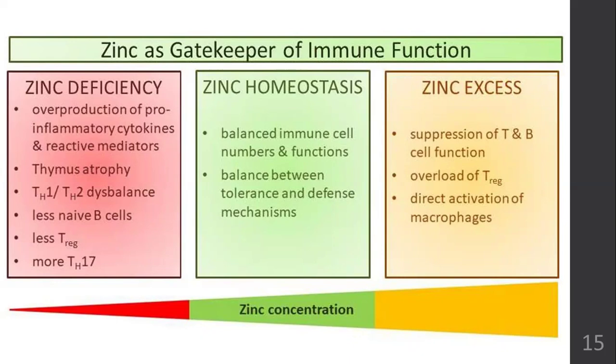If there is too much zinc, in case of zinc toxicity, T lymphocytes and B lymphocytes will not function properly. There will be suppression, or there will be an overload of immature T lymphocytes. Your body goes into an autoimmune situation. Too much zinc can lead to autoimmune disorders.